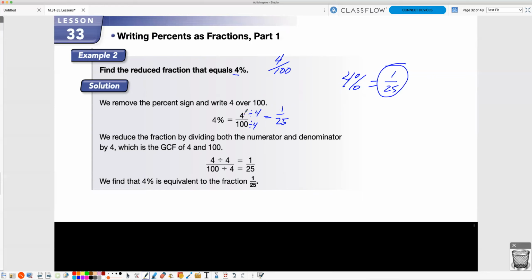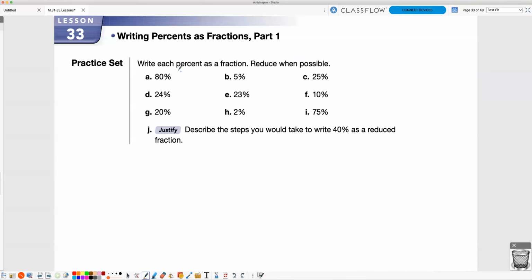The greatest common factor of 4 and 100 is 4. All right, let's try these. So write each percent as a fraction. Reduce when possible. Letter A, go for it.